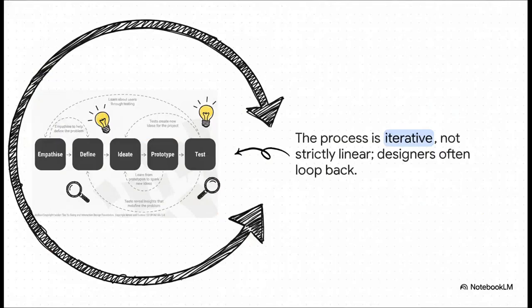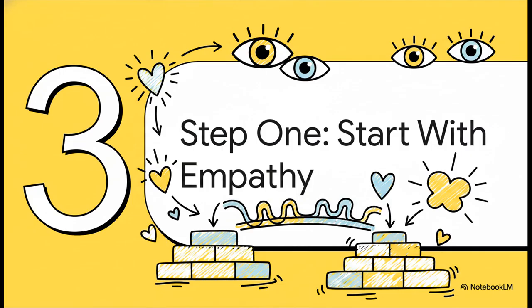But here's the absolute key. This is not a simple one-way street, not at all. It's more like a cycle. What you learn in the test phase might send you all the way back to the beginning to empathize even more, or maybe just back to the ideate phase to cook up some new solutions. It's this constant loop of learning, refining, and making things better. For the rest of this explainer, we're really going to zero in on that critical first step, the one that everything else is built on, empathy.